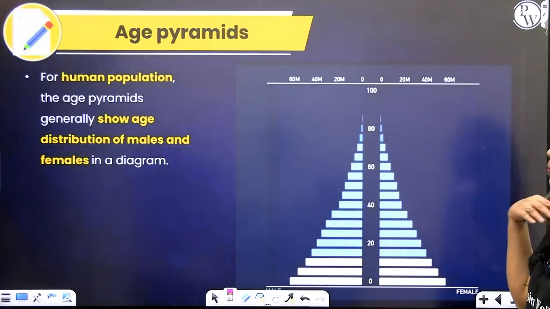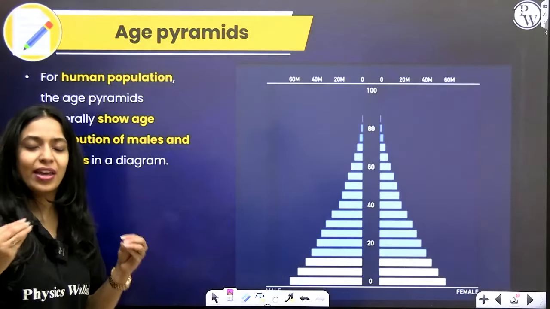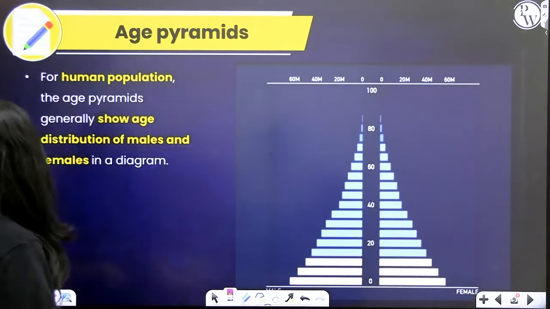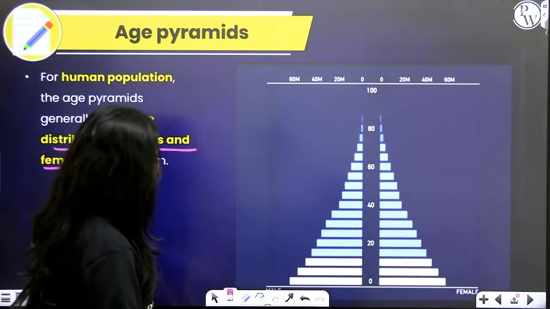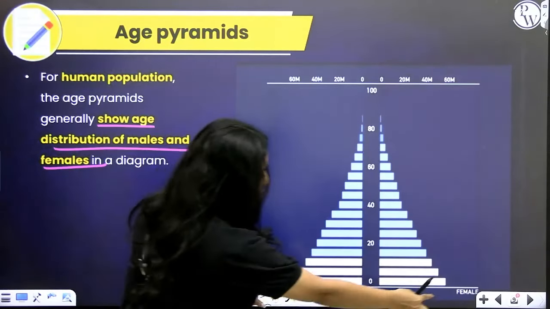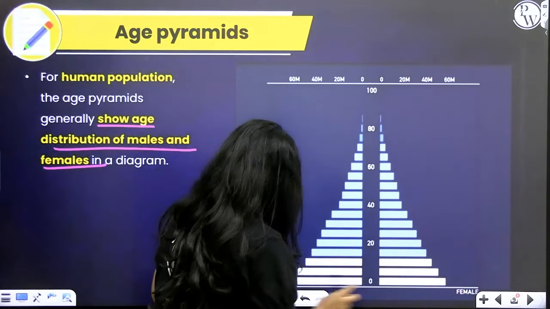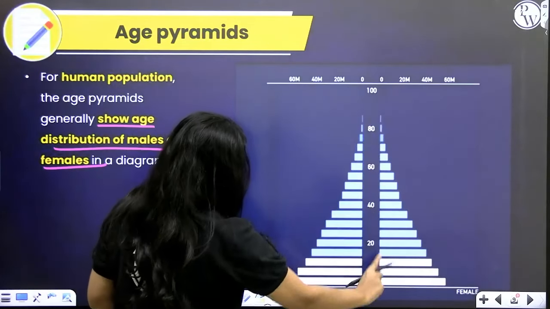Okay, so here is one example to show you. This is an age pyramid of a human population. Whenever we plot age pyramids of human populations, usually within the same pyramid, we will also show the age distribution of males and females. For example, over here, female is written, here male is written. I'm not sure if it's very clear for you. Here female is there, here male is there. So here, what is shown in the center is the age.